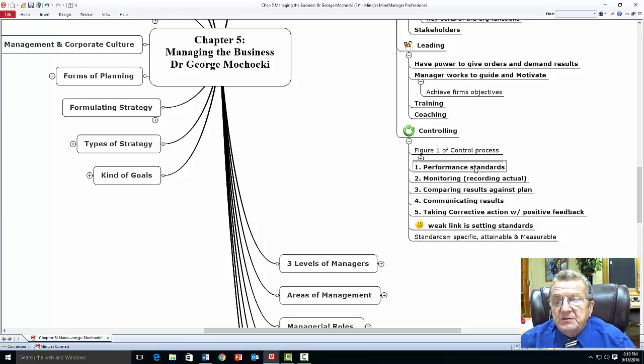Okay, so measure. The first thing is performance standards. Make sure you know what you want to measure. Monitoring, recording the actual, so there's no manipulation. Comparing the results against the plan, communicating the results to your employees or to the individuals that have control over those goals, and taking corrective action with positive feedback. You have to have the whole communication process, always giving feedback. That's how you improve. That's how your company becomes successful and improves the effectiveness and efficiency of its product or service.